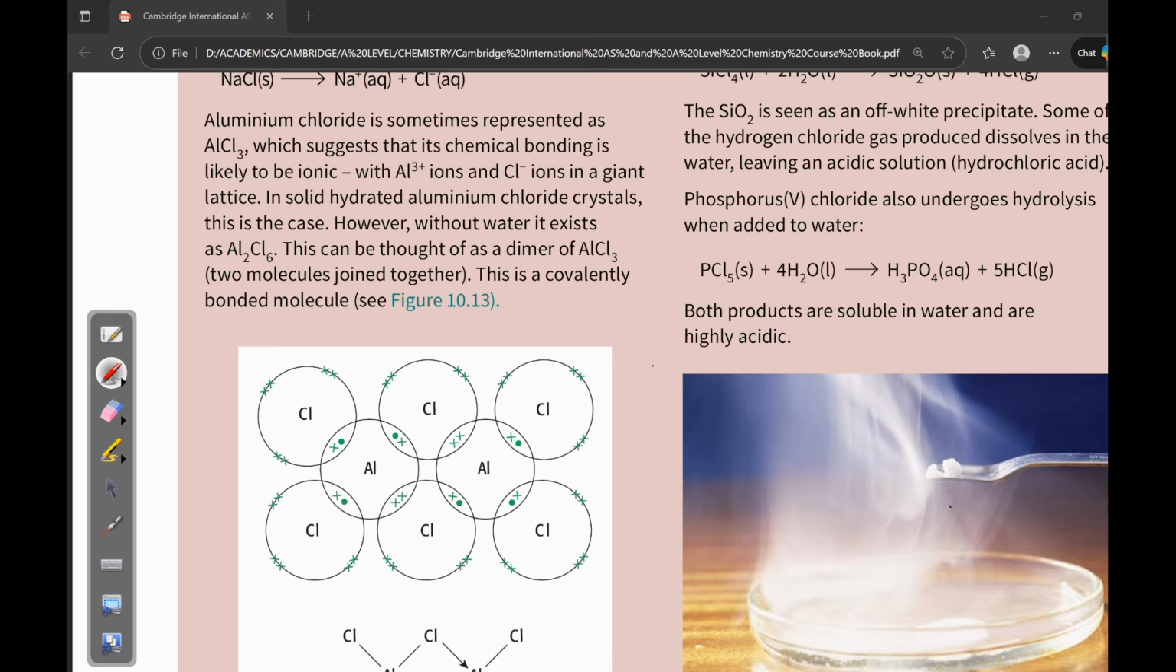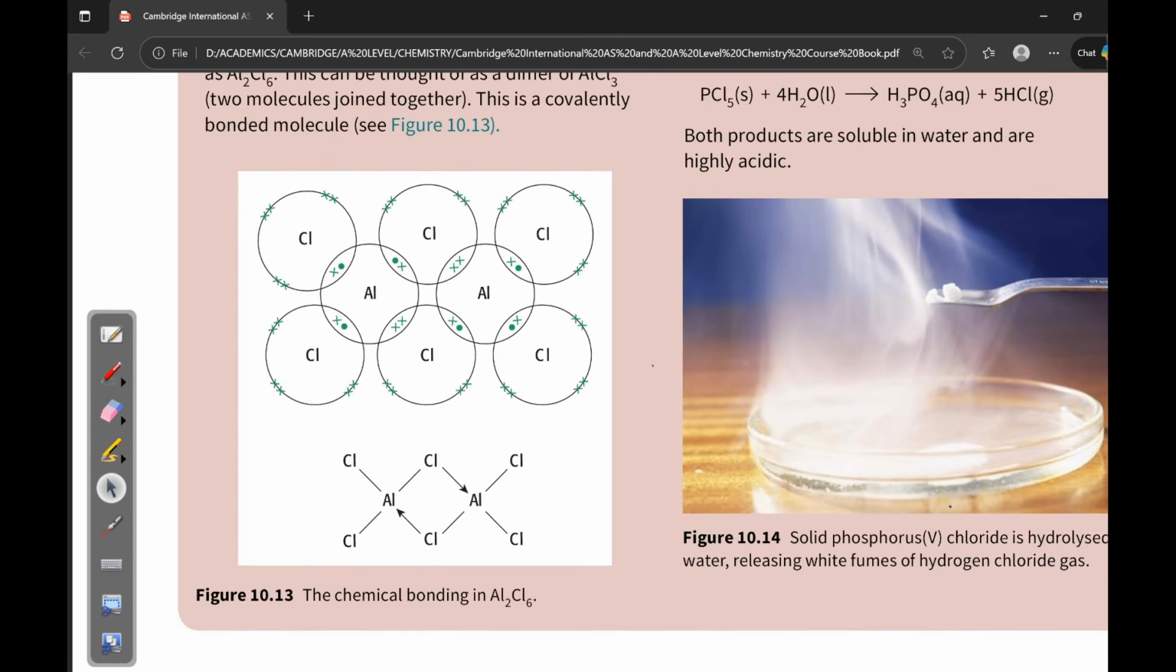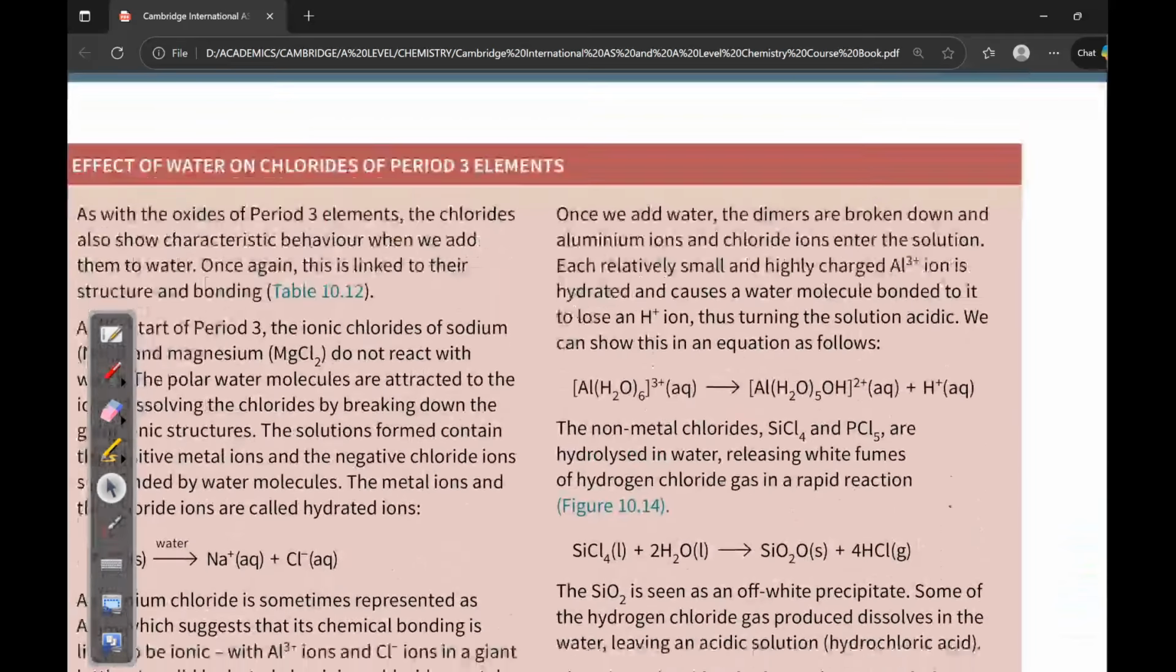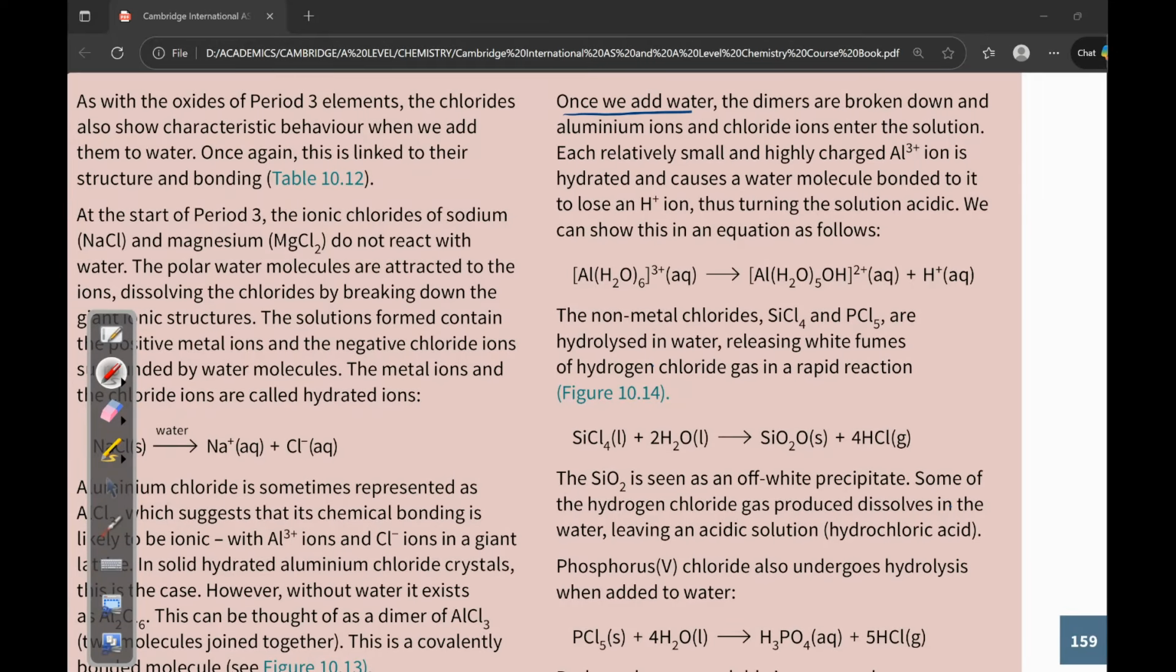Now, in here, what is going on? This is the dimer. Now, there is something they are saying here. They're saying that once we add water, the dimers are broken down and the aluminium ions and chloride ions enter the solution. Each relatively small and highly charged aluminium ion is hydrated and causes a water molecule bonded to it to lose a hydrogen ion, thus turning the solution acidic.